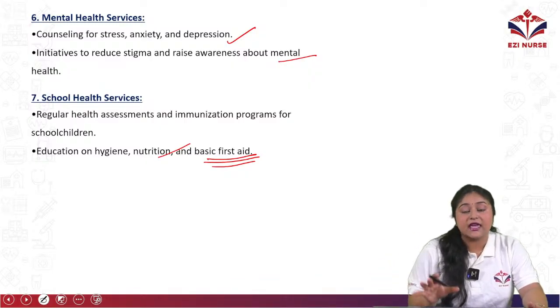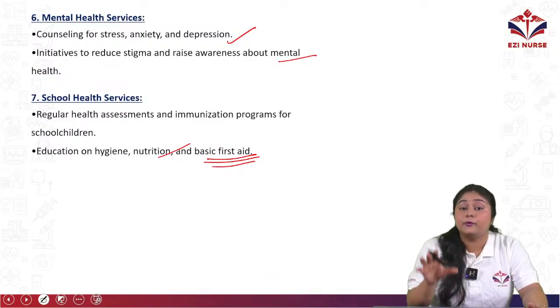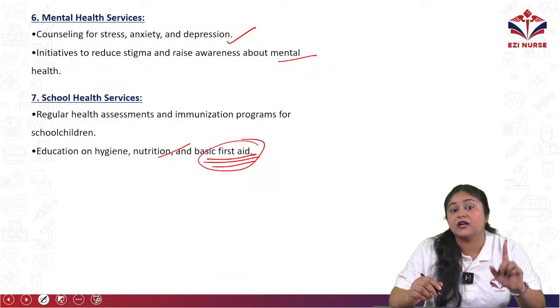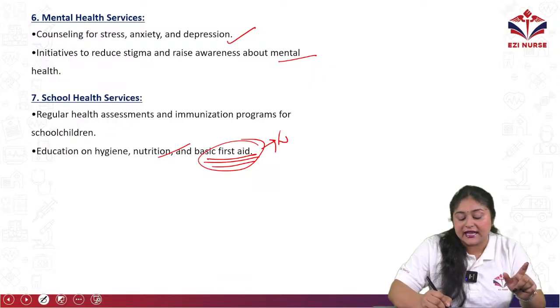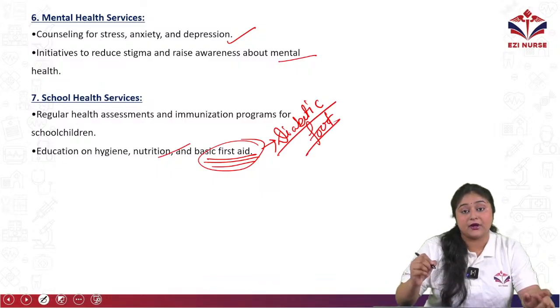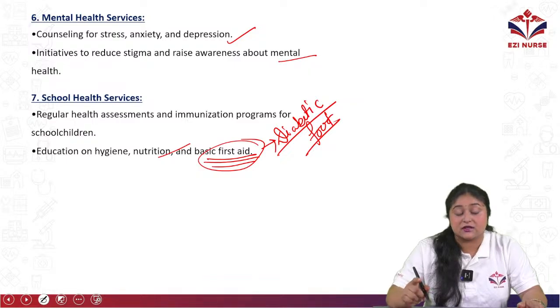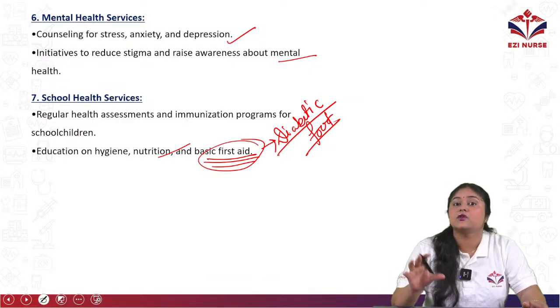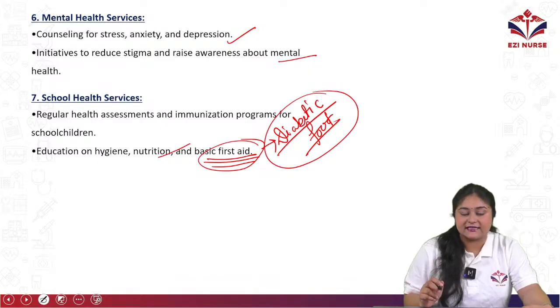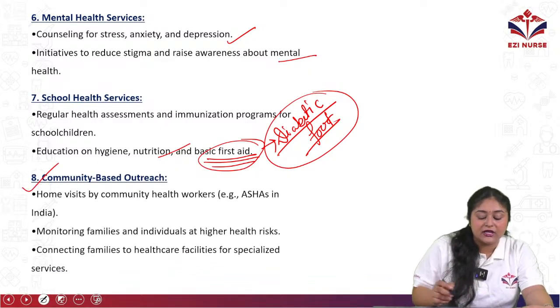If they know about first aid, then by first aid we can at least prevent some kinds of diseases, for example the diabetic foot. Mainly you can see this in diabetes patients. So if we know first aid, we can at least prevent the diabetic foot up to a certain level, as an example. Now come to community-based outreach.